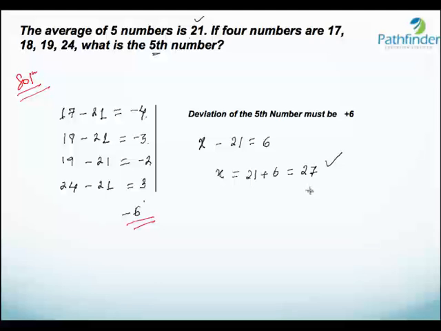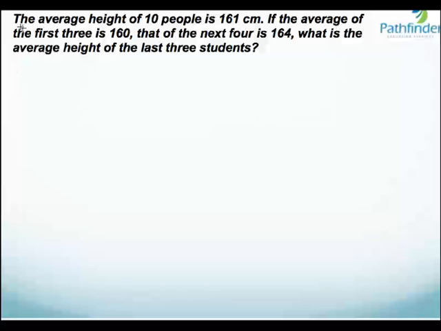And you would remember this is the same answer that we got in the first session of word problems that we solved by equations. Now let us solve another question based on the deviation method. So here we have the average height of 10 people is 161. And if the average height of the first 3 is 160 and that of the next 4 is 164, what is the average height of the last 3 students? So let us once again solve this question.